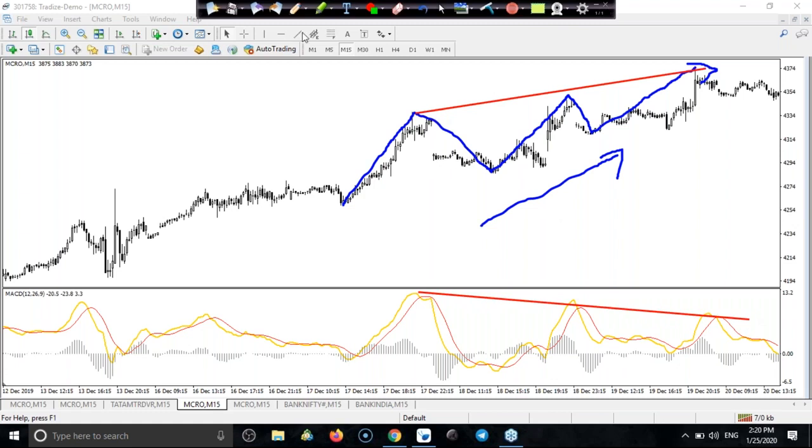They are pointing down. Is it clear? They are pointing downside. That means when price is upside, the indicator is falling down. They are showing the divergence of this. When they form this type of pattern, there is a probability of reversal. All right, it is a reversal area.